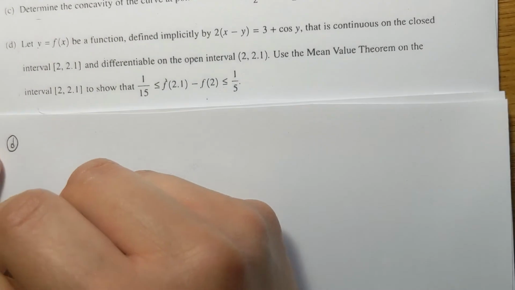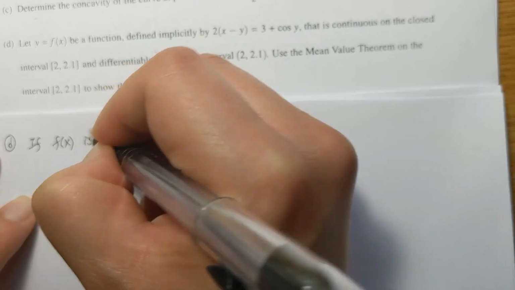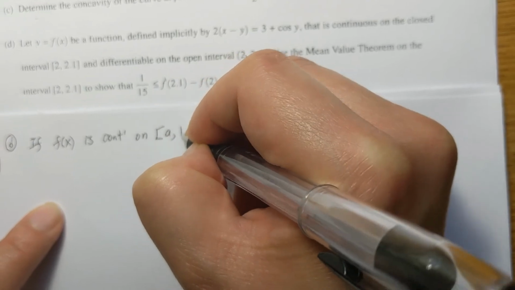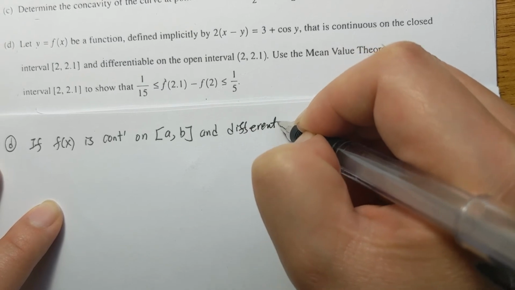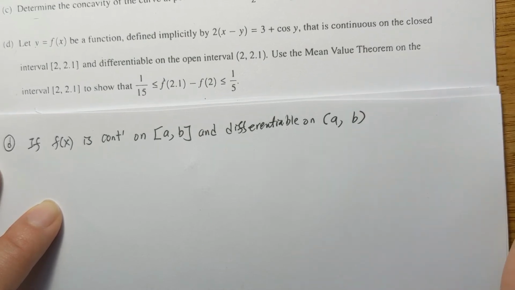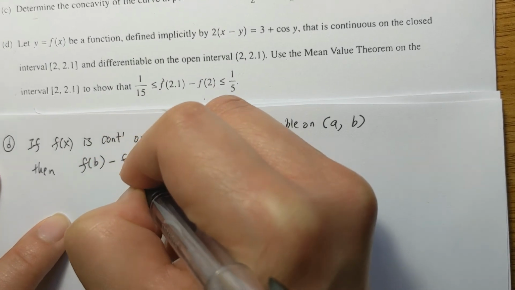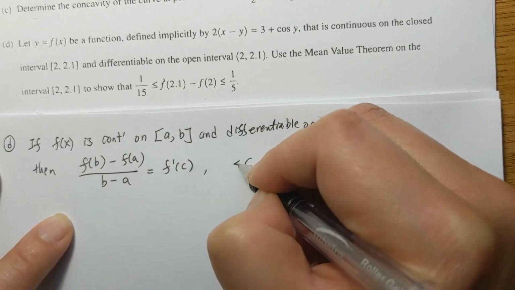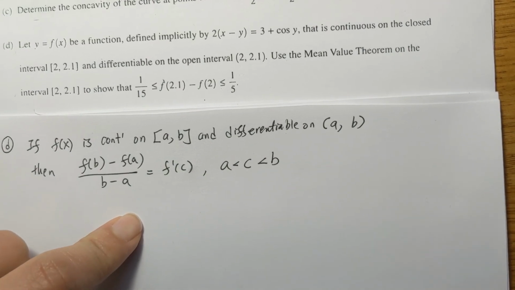Some people may want to refresh the memory about mean value theorem. So it is that if f of x is continuous on a closed interval and differentiable on the open interval, then f of b minus f of a over b minus a equal to f prime of c, and c is between a and b. That is the mean value theorem.